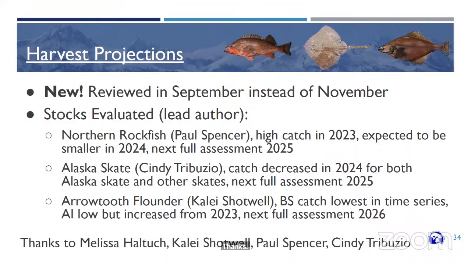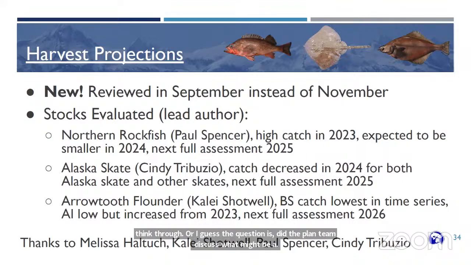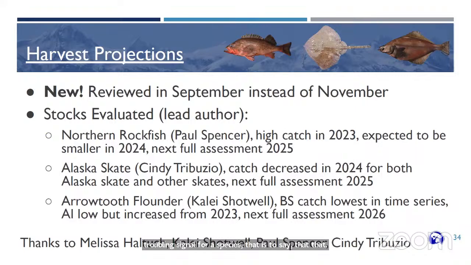Well, just sort of thinking about projecting catch for a given year from August to the end of the year, it was noted that that might be variable among years for a species, but I'm trying to think through, or I guess the question is, did the plan team discuss what might be a troubling signal for a species? That is to say, the proportion of the TAC taken in August is extremely variable from year to year. How large would those jumps need to be before it was a concern?